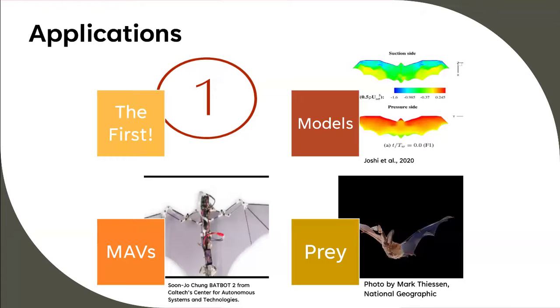So hopefully this is the beginning of more studies a lot like this to look at several different species of bats and then compare how they can fly, compare that to their ecological niche.